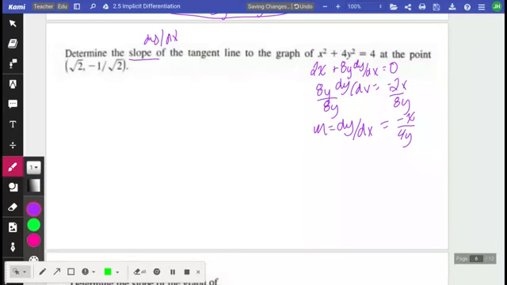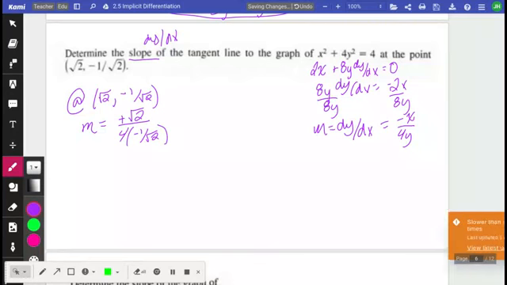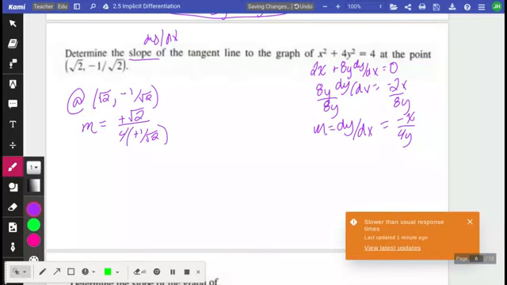Okay, but it wants it at a specific instance. So at the ordered pair root 2, comma, negative 1 over root 2. Really, they probably should have rationalized that, but they didn't. That's okay. We'll rationalize anything we get, and I'm just going to plug those values in. So my slope is equal to negative x, in this case, root 2, all over 4 times y, which is negative 1 over root 2. Okay. I have a negative in the top and a negative in the bottom, so I'll get rid of those.